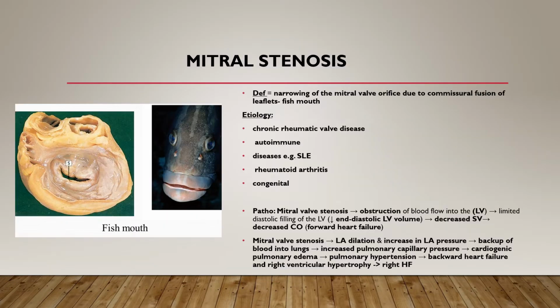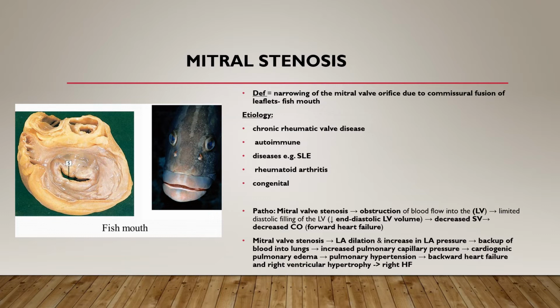Another important valve disorder is mitral stenosis. What's happening here, once again in stenosis, as we said before when we were talking about aortic stenosis, is that there is narrowing of the valve orifice. Here it is the narrowing of the mitral valve orifice, and that's because there has been commissural fusion of the leaflets. As we can see from the picture on the left, it resembles a fish mouth appearance, and that's a very important term to remember and associate with mitral stenosis.